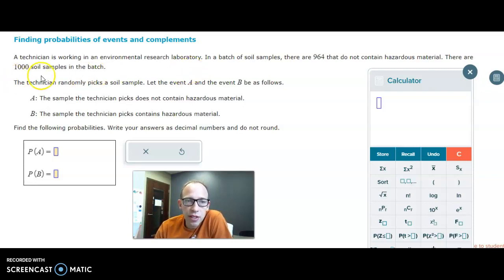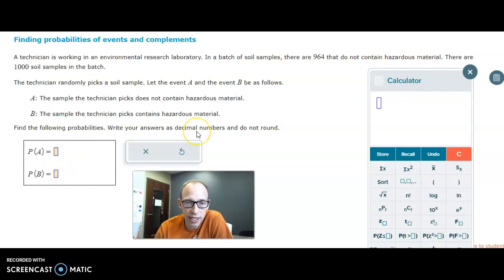So here we have 1,000 soil samples and 964 do not contain a hazardous material. So this is a good thing, I would imagine, not getting a hazardous material. And so A is the event that the sample does not contain. So 964 of those out of those 1,000 will not contain.